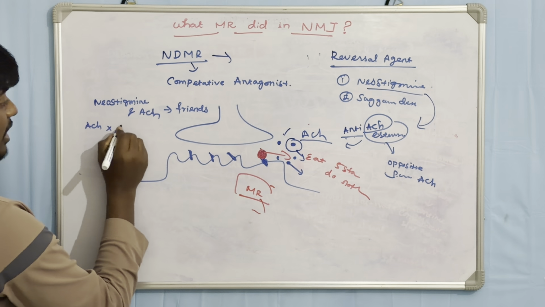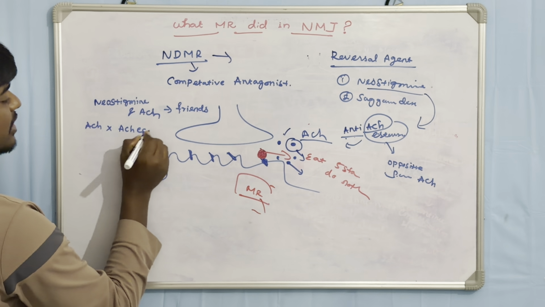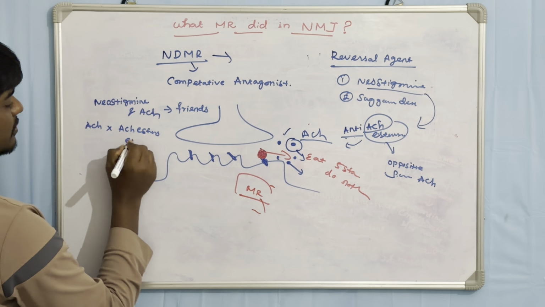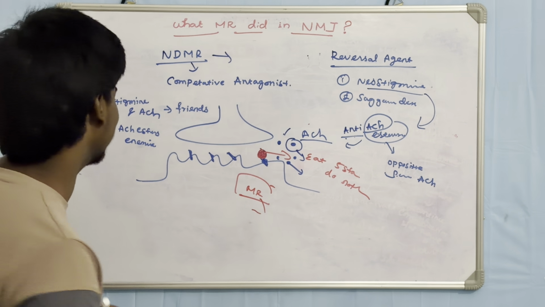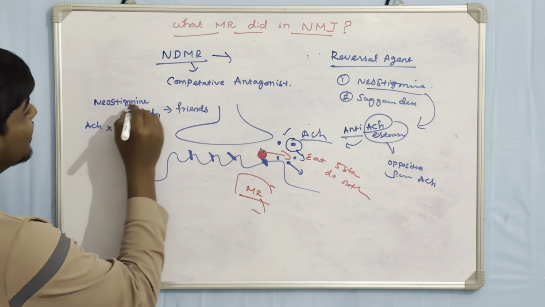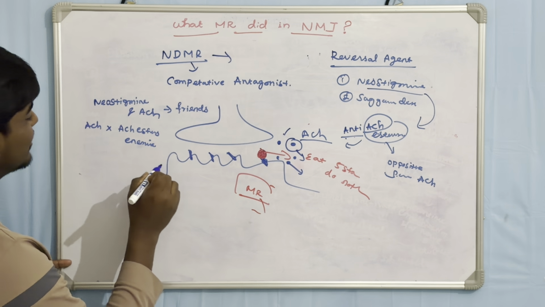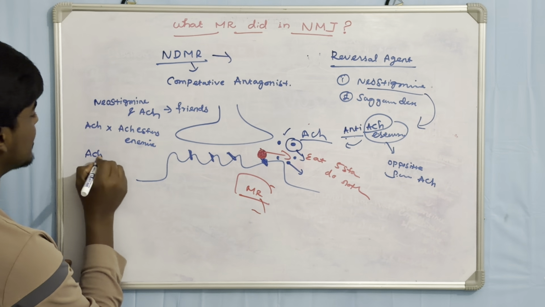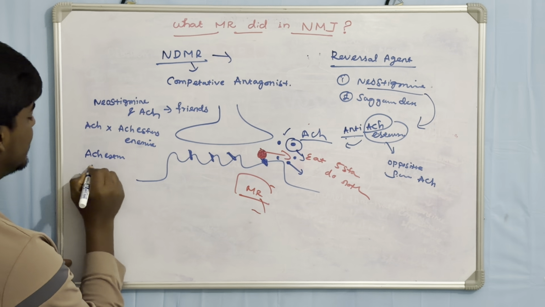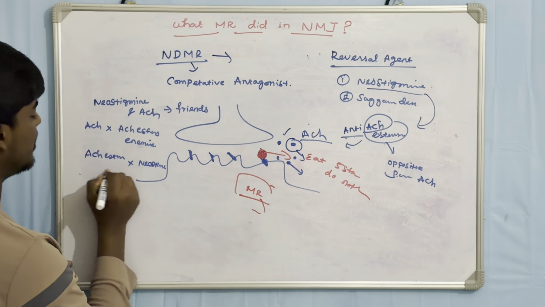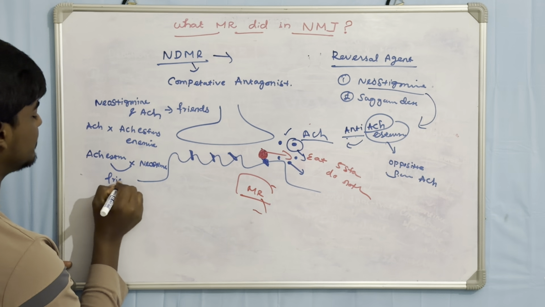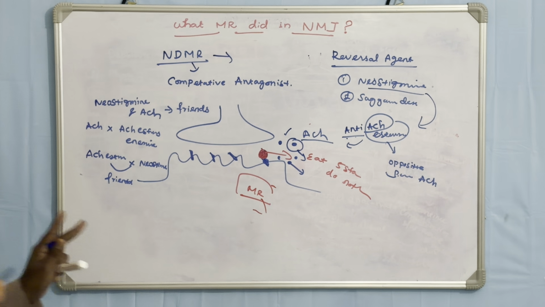Acetylcholine plus acetylcholinesterase is electric. It's more like Tamil Nadu politics. And the acetylcholinesterase and the neostigmine are also friends. Now you will understand.